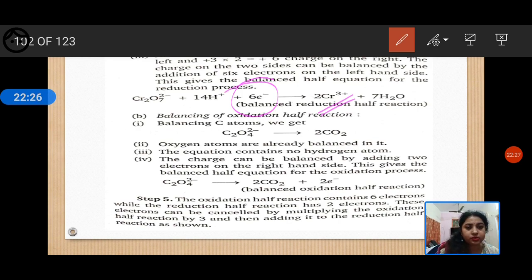Let's see here. What we are getting in the reactant side is 12 plus charge, and in the product side we are getting 6 plus charge. It means if we add 6 electrons in the reactant side, it will be balanced. So these 6 electrons have been added in the reactant side. Okay, I hope you understand. You are understanding, children.